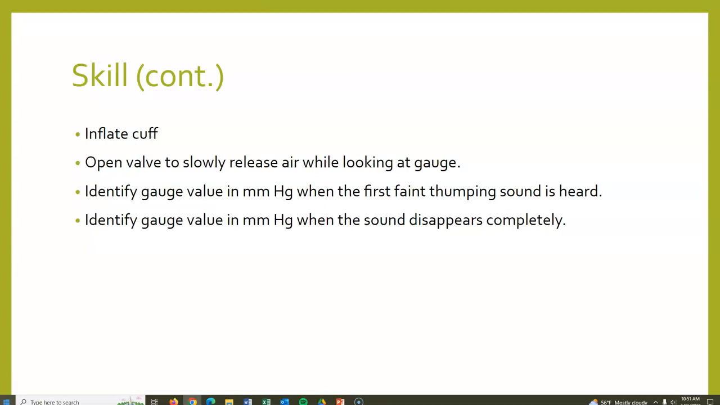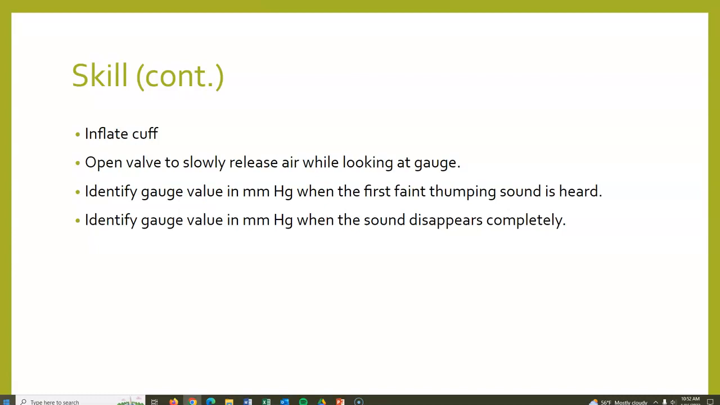Okay, so you're going to loosely release that. You're going to try to do it at a rate of 2 to 3 millimeters of mercury per second, so pretty slow. Once you fill it up, you shouldn't hear anything because it's going to obliterate the pulse. The first sound that you hear is your systolic blood pressure. So wherever that needle is, whatever number it's on, the first time you hear a sound, that is your systolic.